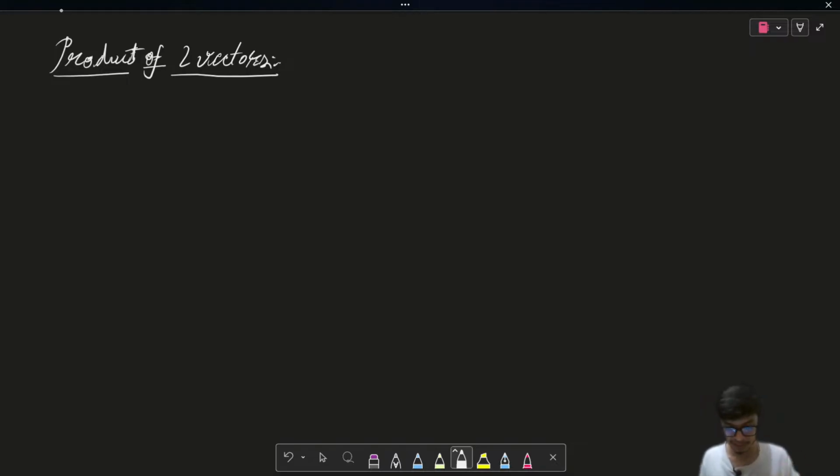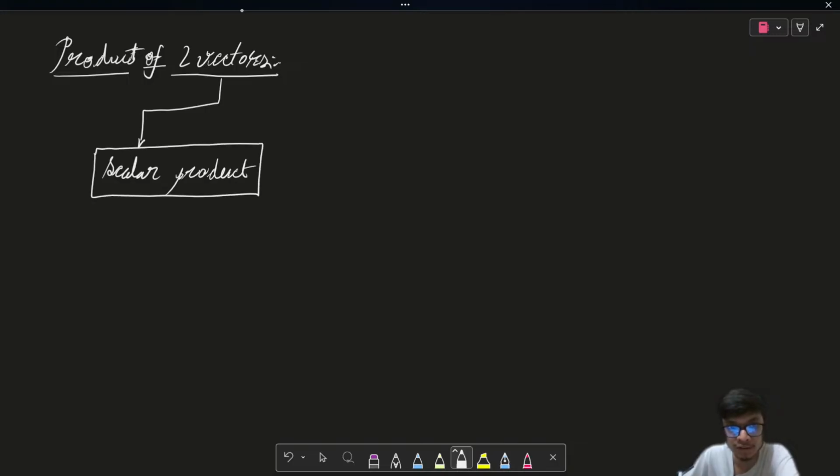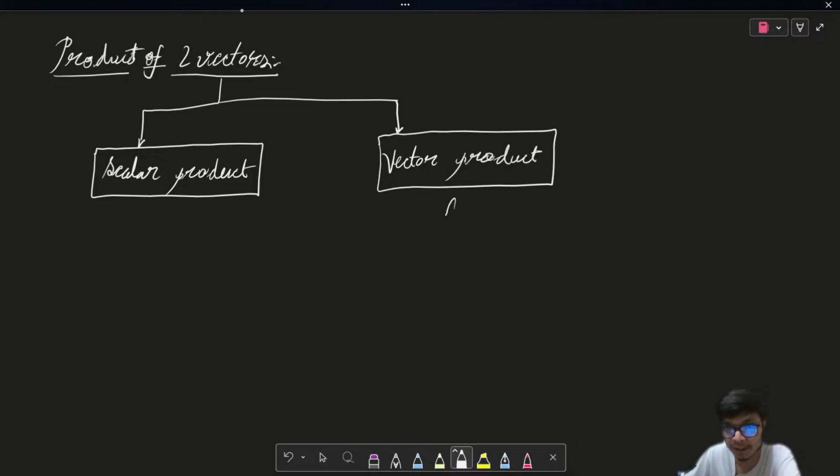So when the product of two vectors results in a scalar quantity, we call that product a scalar product. So what I mean to say is that product can be done in two ways. I can have one where the product of the two vectors is done in such a way that I get a scalar result, and such a product is known as scalar product. Similarly, the product of vectors can be done in another way where I get a vector result. That product is called vector product, right? And another name for vector product is cross product, right? And similarly for scalar product, the other name is dot product, right?